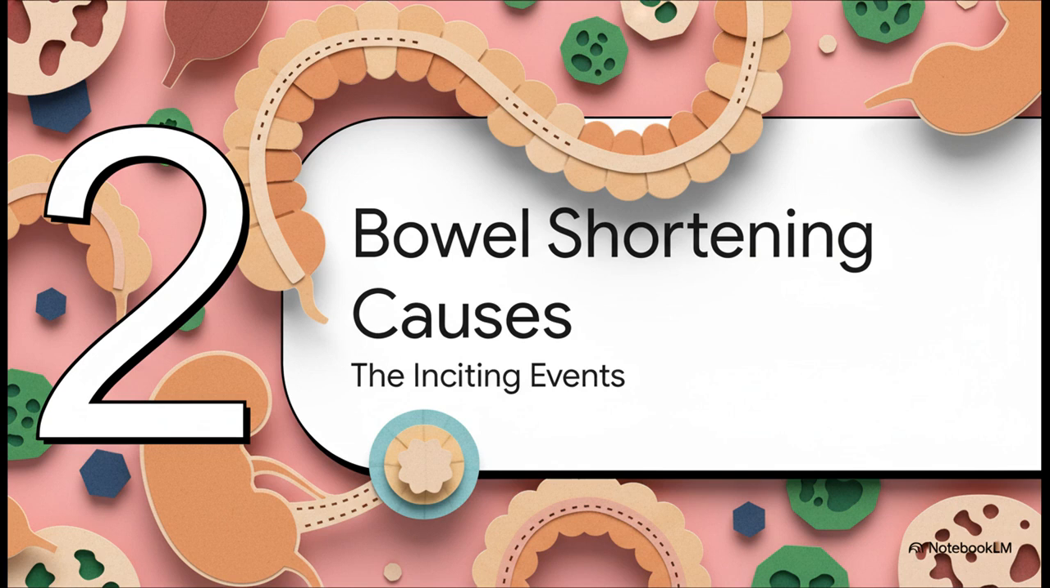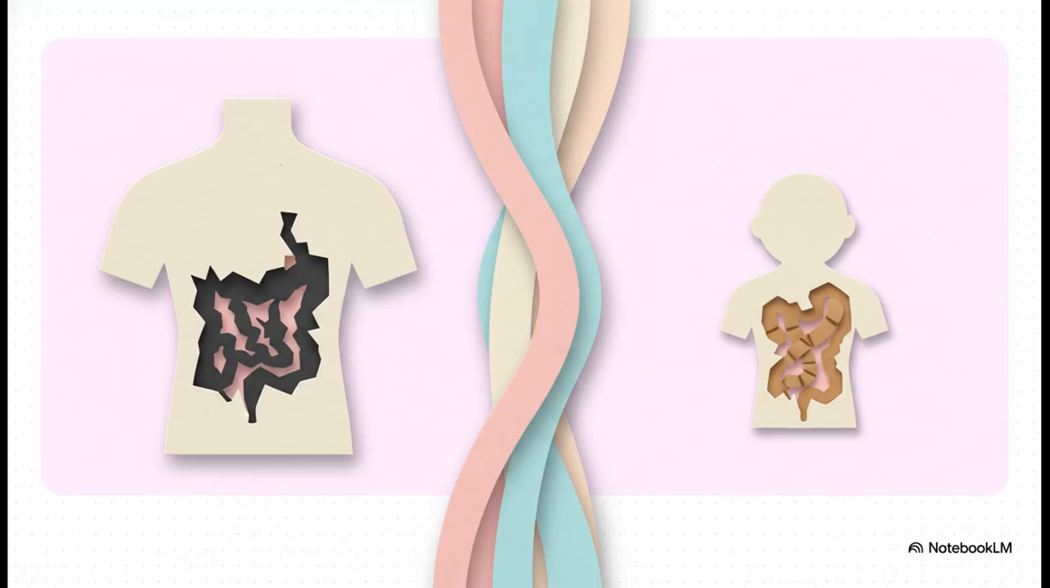Moving on to part 2, causes of bowel shortening, the inciting events. So, how exactly does a patient lose these vital zones? Well, surgical resection is the most common path, but the underlying reasons differ drastically depending on age. In adults, we're frequently seeing resections due to Crohn's disease, mesenteric ischemia, severe abdominal trauma, radiation enteritis, or a volvulus.